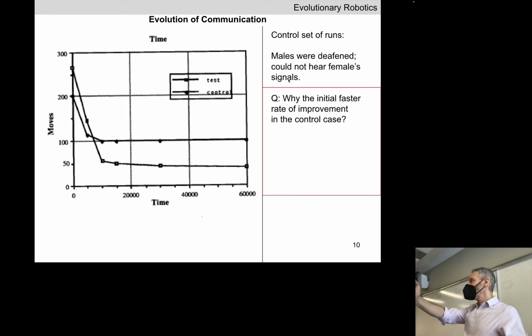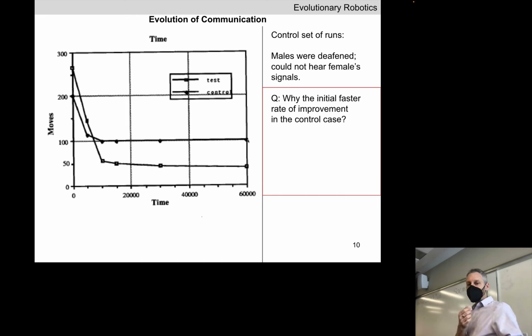They ran everything back to the beginning. They started this world all over again with 1,600 random controllers, 800 in the females, 800 in the males. And in this case, they deafened the males, so the males could not hear the songs emitted by the females. And they just ran everything again. This is the control case here.